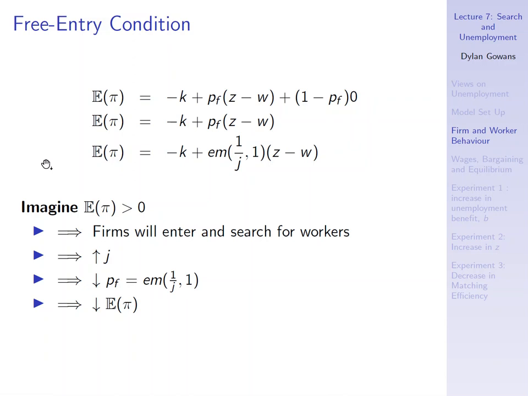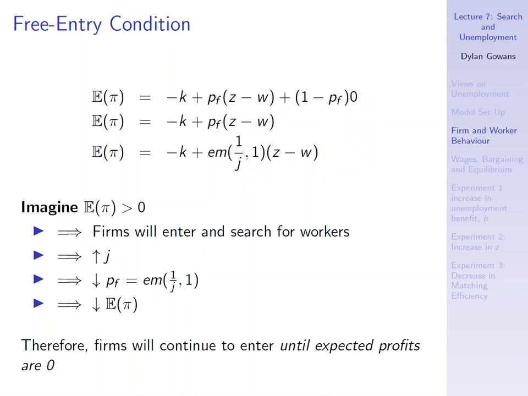Why is that? It makes sense. If there's now a lower probability of me meeting a worker, then there's also a lower probability that I'm going to get these positive profits from producing. So all else equal, that leads to a decrease in expected profits. So what does all this mean? It means that firms will continue to enter until expected profits are zero. If expected profits are greater than zero, firms will enter. They'll increase J, which lowers the probability that any of them will actually find a worker, and therefore will decrease their expected profitability. This same logic holds true as long as this is greater than zero.